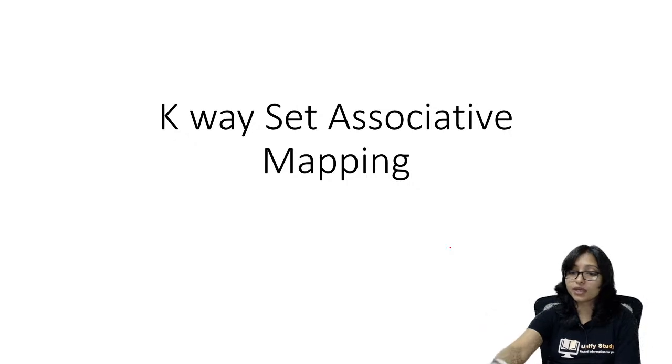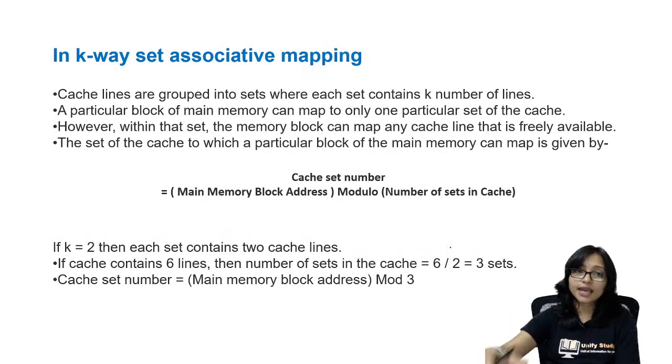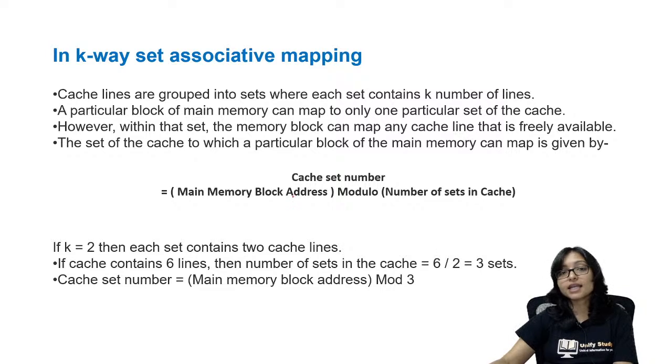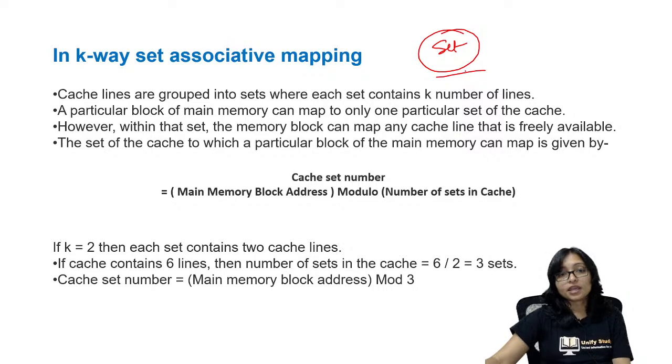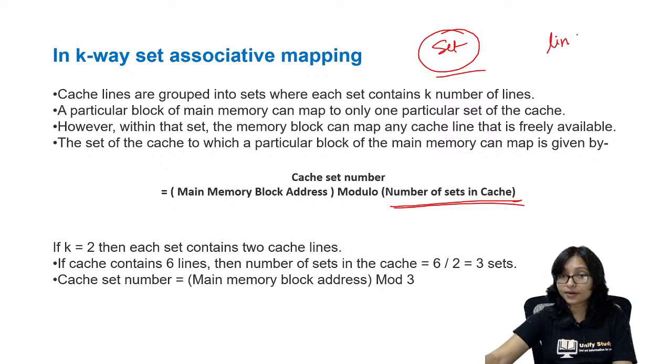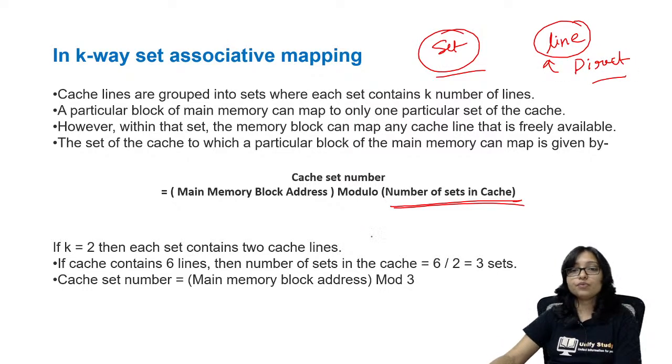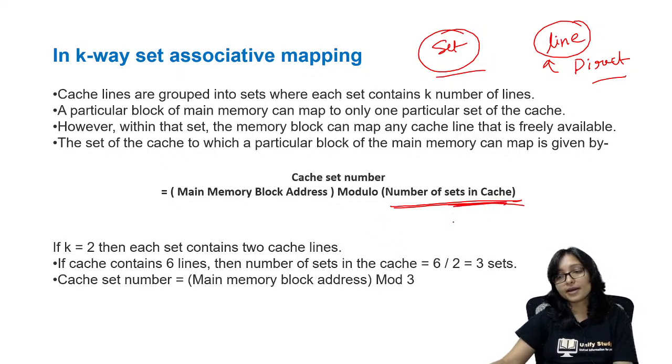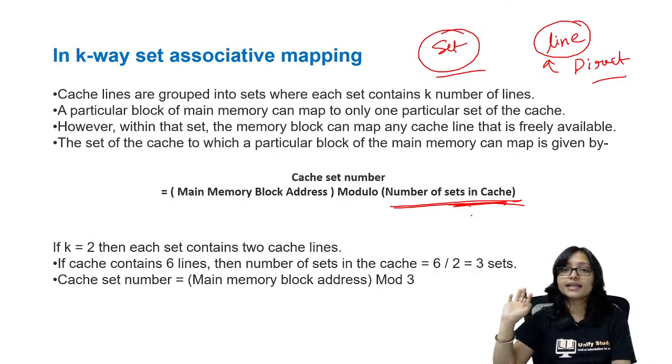Now the next one is K-way set associative. What is the difference now? In K-way set associative, we are dividing the total into some sets. Here we will do the mod operation with the number of sets of the cache, not with the line number. In the direct cache mapping, we did it with the line number. But here we will divide with a set number. That is the difference.